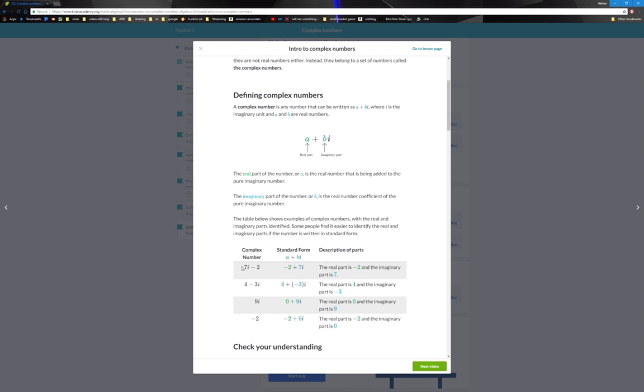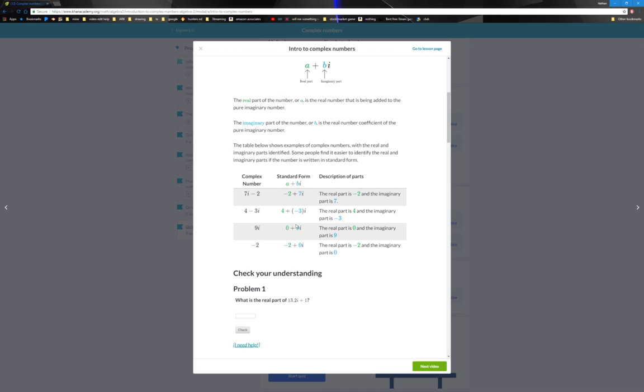Here's the complex number 7i minus 2. Standard form is negative 2 plus 7i. The real part is negative 2, this one in front, and the imaginary part is 7i. Whichever part has the i is imaginary. So this would be 4 minus 3i, which in standard form is 4 plus negative 3i. The real part is 4. The imaginary part is negative 3. So on and so forth.